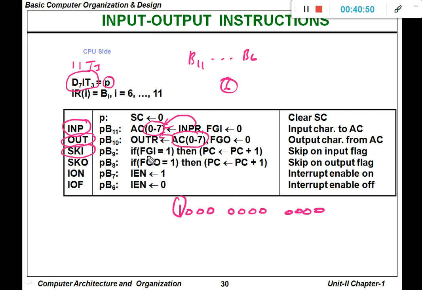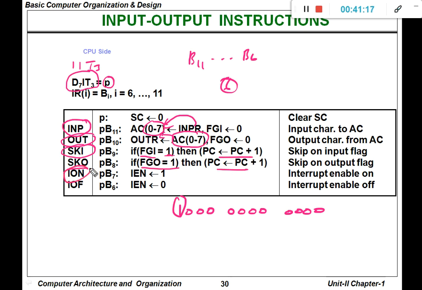SKI represents skip on input flag, that is, if the input flag is equal to 1, then increment the program counter, otherwise do nothing. Next, SKO represents skip on output flag, that is, if the output flag is equal to 1, then the program counter is incremented by 1. That is, we are going to skip the next instruction.